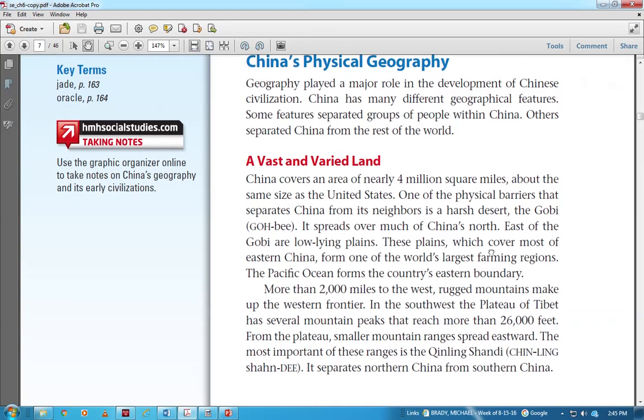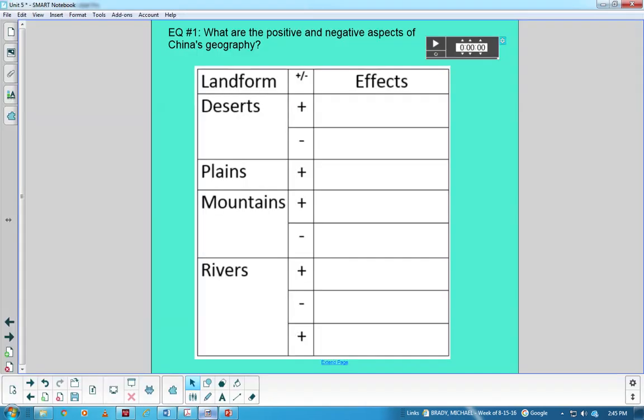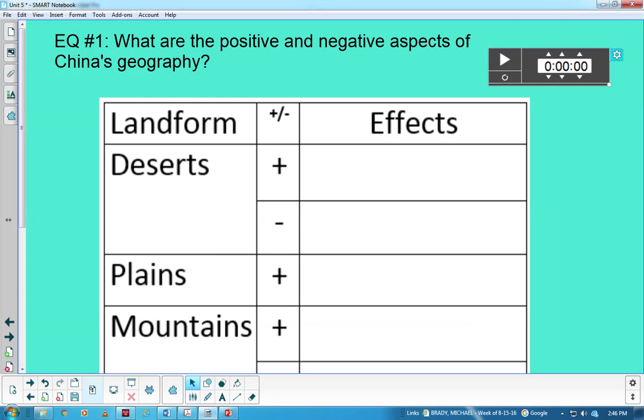We are looking for the positive and negative effects or impacts of China's geography. So let's start reading at a vast and varied land. China covers an area of nearly 4 million square miles, about the size of the United States. One of the physical barriers that separates China from its neighbors is a harsh desert, the Gobi. See that sentence right there? That is an effect of their landforms, of the desert. The desert is a physical barrier separating China from its neighbors. Now, do you think that's a positive or a negative? That is a positive aspect of deserts, okay?